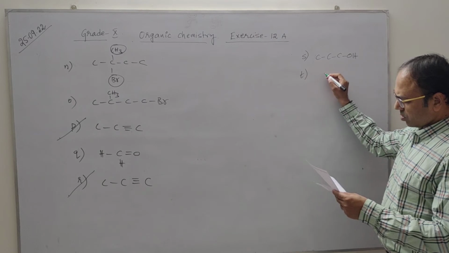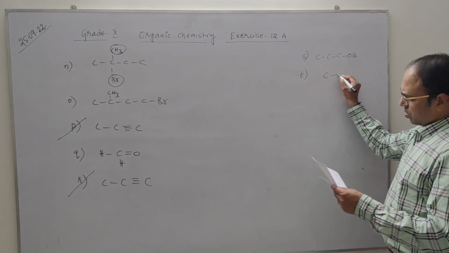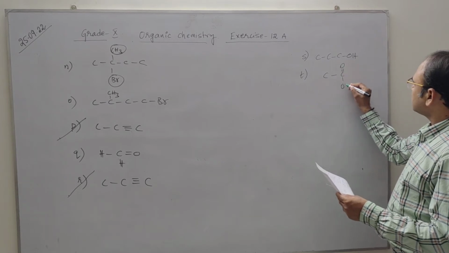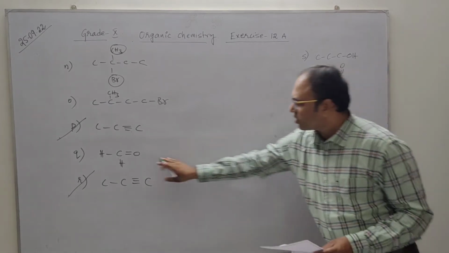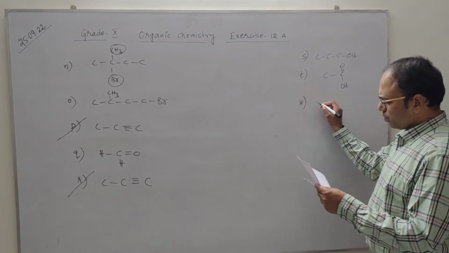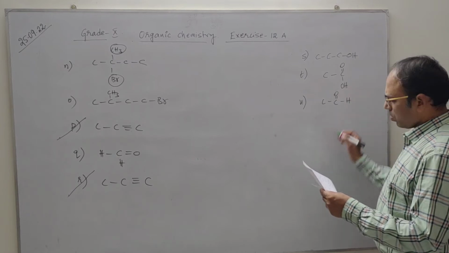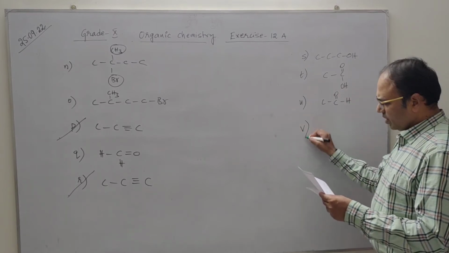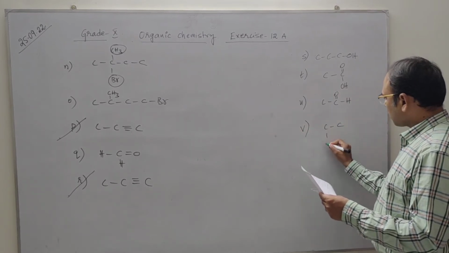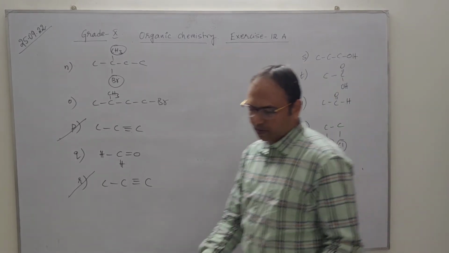T: so we have C double bond O, single bond OH. I will tell you later what these functional groups are and how they are represented. Next, U. The last one, V: here you have the functional group as chloride. Fine.